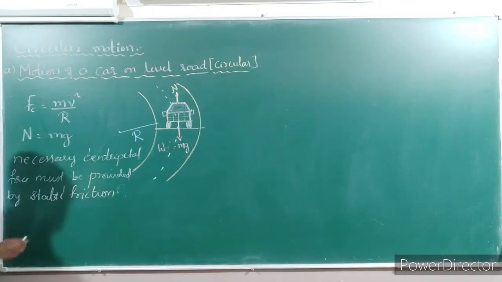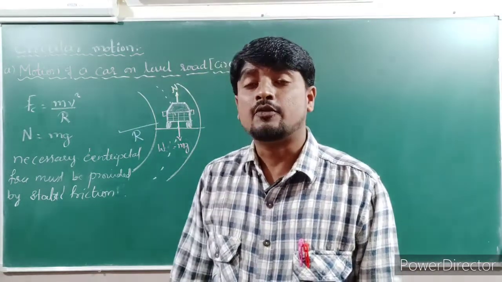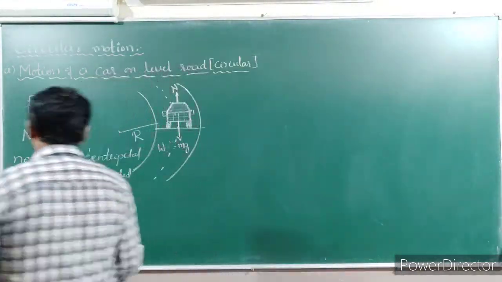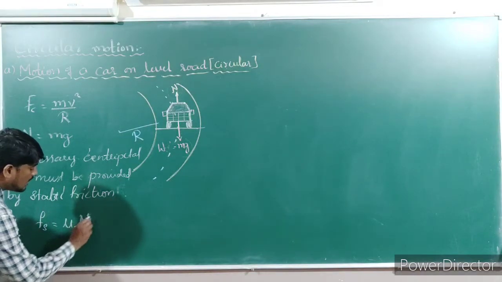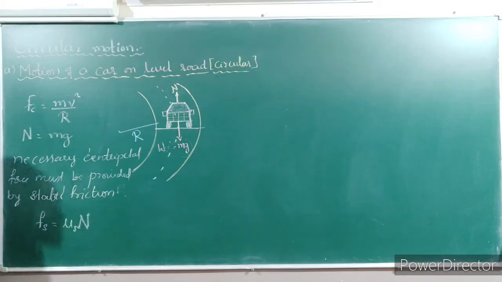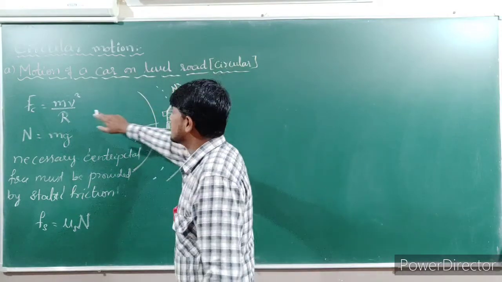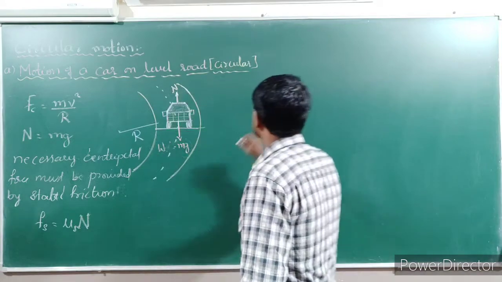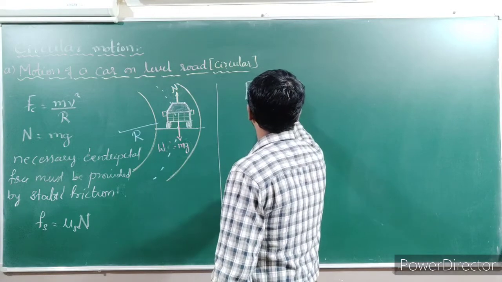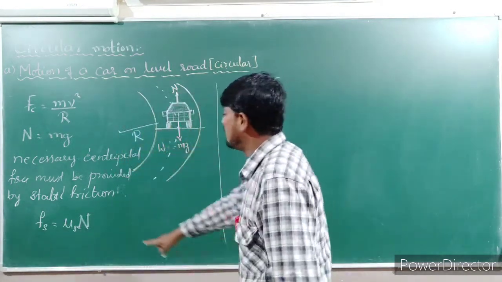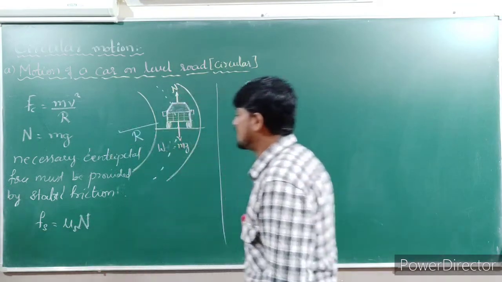Static friction. In the previous video we know that the static friction is given by Fs is equal to mu s into N. To attain uniform motion on the leveled circular road, the necessary centripetal force must be equal to static friction. So I can write Fc is equal to Fs. Here mu s is the coefficient of static friction, and Fs is the static friction or static force.